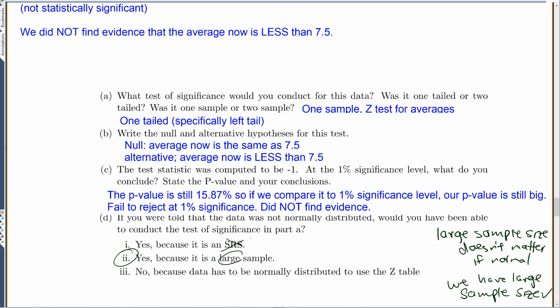Again, simple random sample is required, but does not affect or compensate for the large sample. It does not compensate for it not being normal. So that's not going to be your answer. And this one, no, because data has to be normally distributed to use a z-table. Well, the z-table is for normally distributed things, but a large sample size with the central limit theorem guarantees that your possible averages are normally distributed, so you can use a z-table. But again, we already knew what our answer should be. It should have been something with a yes and something to do with a large sample. So we picked the second one.